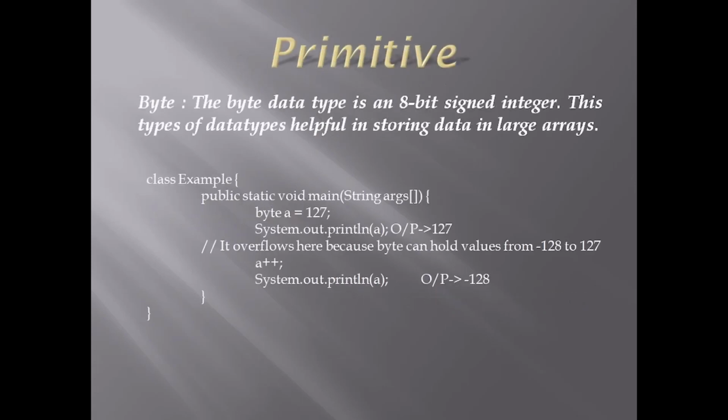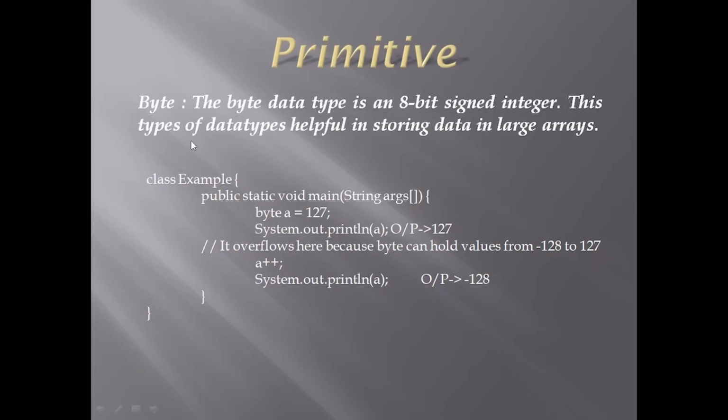The first data type is the byte data type. It's basically an integer form of data type, in which we can store integers up to the range of -128 to 127. Here is an example showing that.